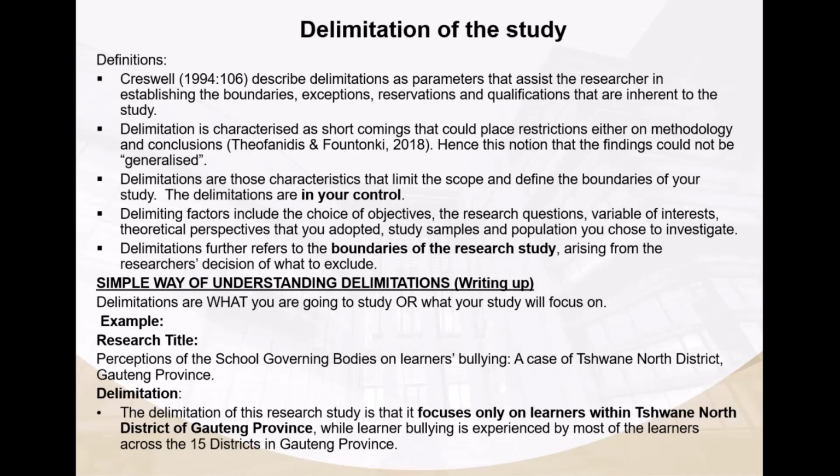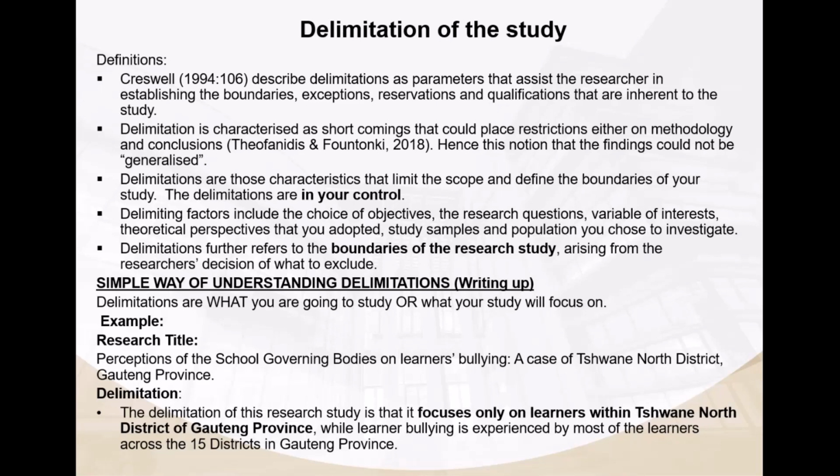But delimitations are those characteristics that limit the scope and define the boundaries of your study. The delimitations are in your control. Please make note of that. You are the one, as a researcher, who came up with these delimitations. No one else. They're not coming from outside. But when you look at your limitations, you do not have control over them. You can control the delimitations. So if I can control my delimitations, it means that as a student, when I write my research proposal, I can talk about the delimitations because they are in my control.